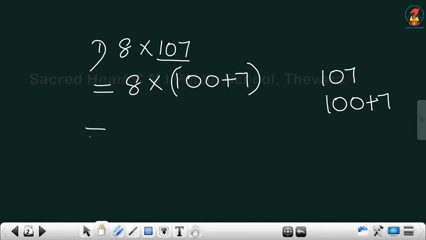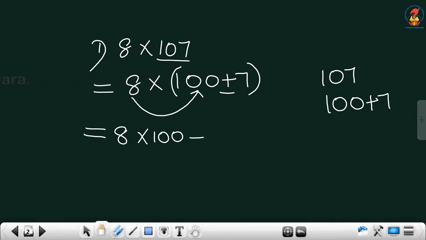Now the next step is that you multiply the 8 by 100. That is the first step. 8 into 100. Now what is the sign given there in the question? It's an addition sign here, is it? Plus, again the outside number is common to the bracket. So 8 into 7.